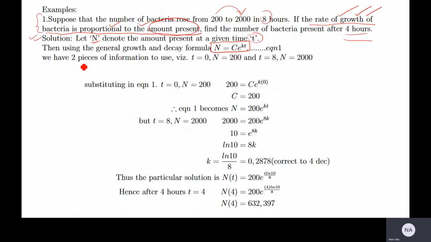Now, we have two pieces of information. It says the bacteria rose from 200. So N was 200 when? It was 200 when we started our observation. In other words, when T was equal to 0. Then it rose to 2000. Then N was 2000. After how many hours? 8 hours.